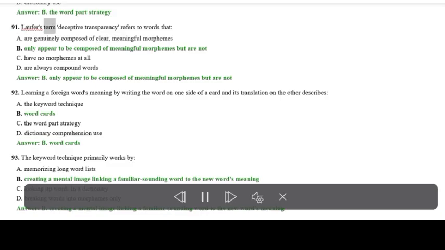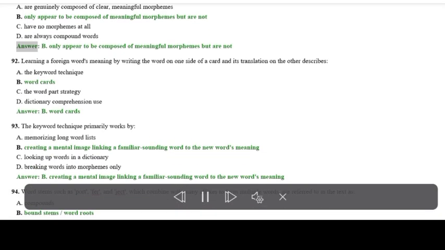91. Laufer's term deceptive transparency refers to words that A. are genuinely composed of clear, meaningful morphemes. B. Only appear to be composed of meaningful morphemes but are not. C. Have no morphemes at all. D. Are always compound words. Answer: B. Only appear to be composed of meaningful morphemes but are not.